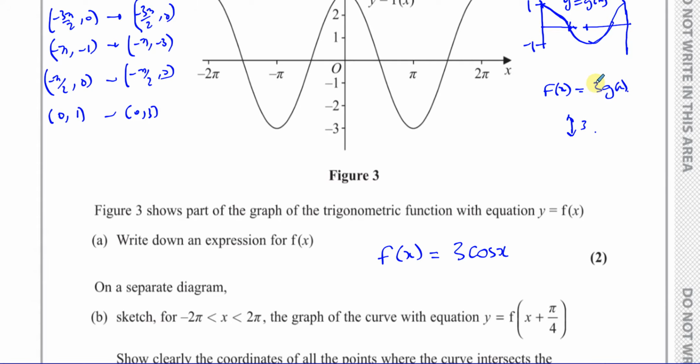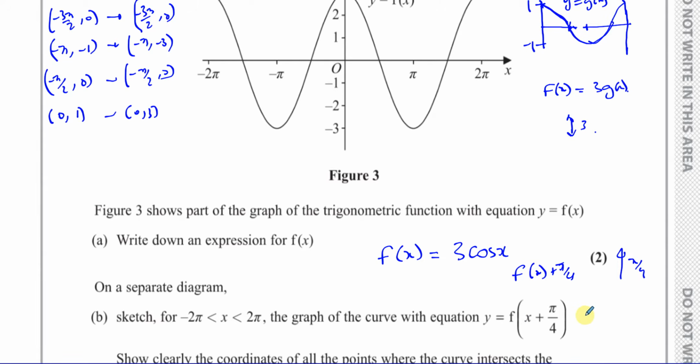Anything that's affecting outside the function, multiplying the whole function, added to the whole function, subtracted from the whole function, affects vertical transformations. So multiplication causes a stretch of factor 3. Addition, if it was, for example, y equals, if this question said f of x plus pi over 4, that would mean a vertical translation of pi over 4 upwards.